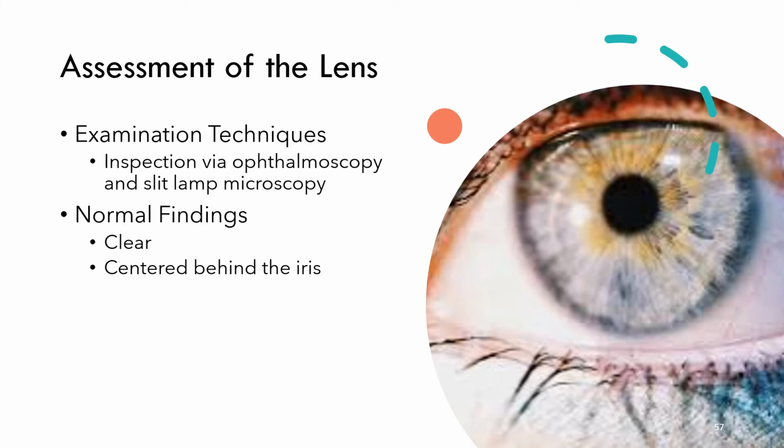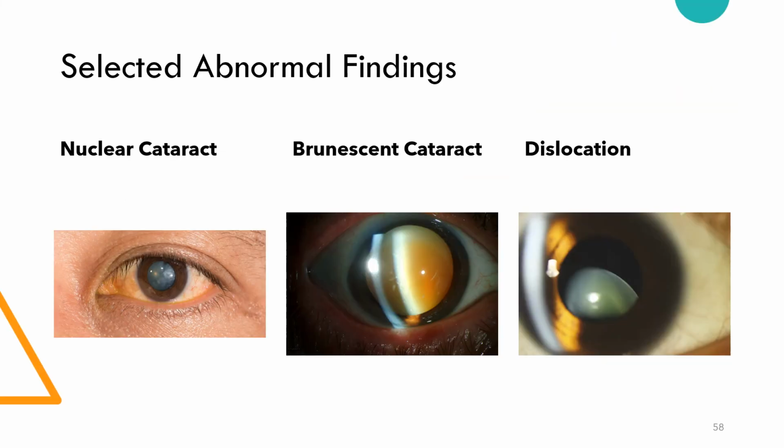In an assessment of a patient's crystalline lens, we're going to use inspection via ophthalmoscopy and slit lamp microscopy. Normal findings in a patient is that the lens should be clear and it should be centered behind the iris. Here are selected abnormal findings. All the way to the left, we see a nuclear cataract. This is fairly standard. This patient would benefit from cataract surgery.